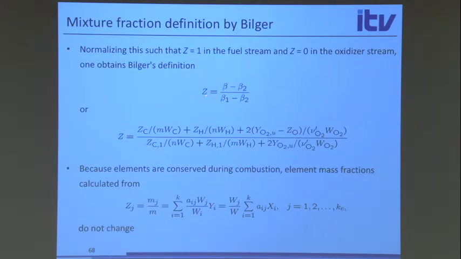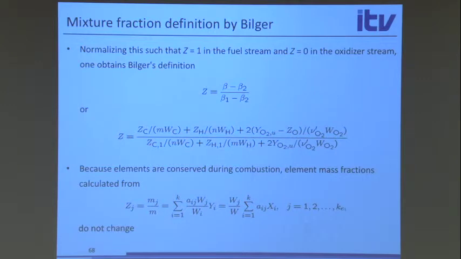I can now normalize this. I want to normalize the beta so that it is 0 in stream 2, and it's 1 in stream 1. So I just define it: the mixture fraction is beta minus beta 2 divided by beta 1 minus beta 2. And you see now, in stream 2 this is equal to 0, and in stream 1 it will be equal to 1. And if I plug all this in, you see this is what I get.